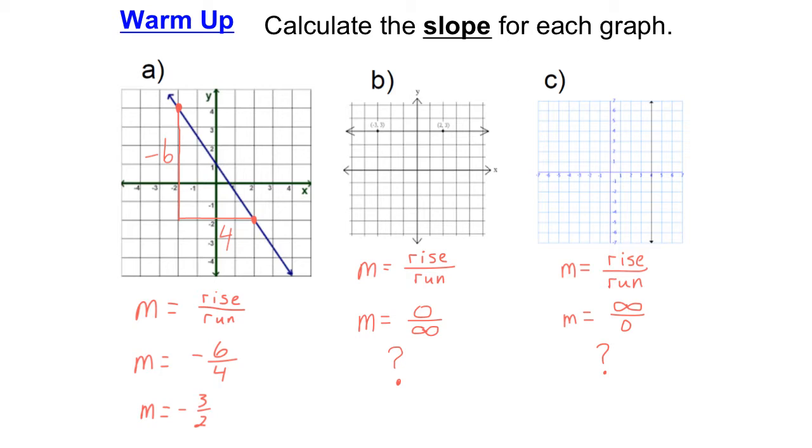Well, okay, we might be able to figure this one out. 0 divided by anything is still 0. So for this one, the slope would be 0, okay?